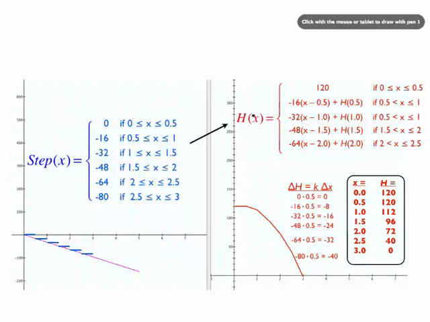So these are two different representations of the same function. This is a table, a chunky version: every half second, what's the height? But then this gives a function for the height at any time x, based on the piecewise linear function that we've been doing.